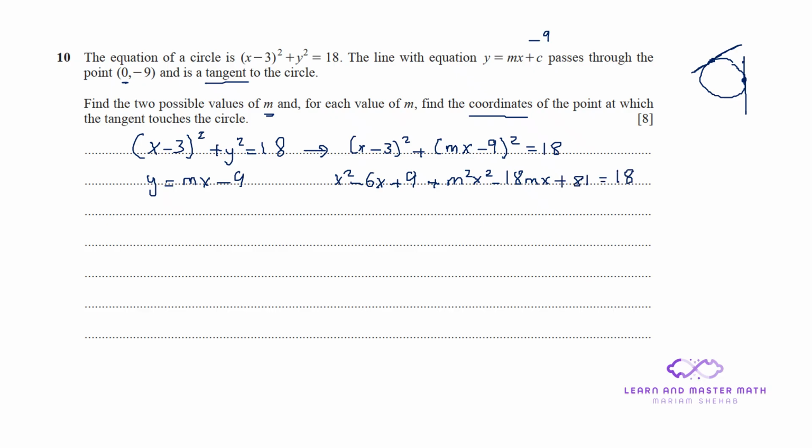If you arrange this equation according to x squared and x, this will be (m squared plus 1) x squared. For the x's, we have minus 6 and minus 18m, so plus (negative 6 minus 18m) x, and 9 plus 81 minus 18, this will result with 72.